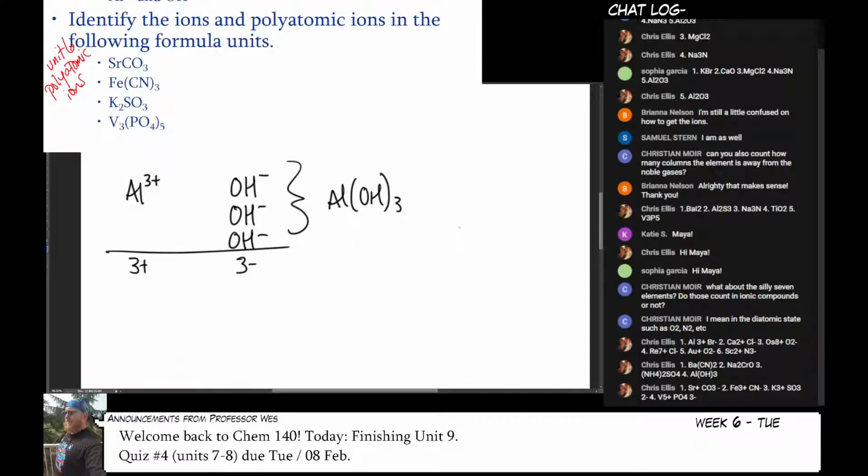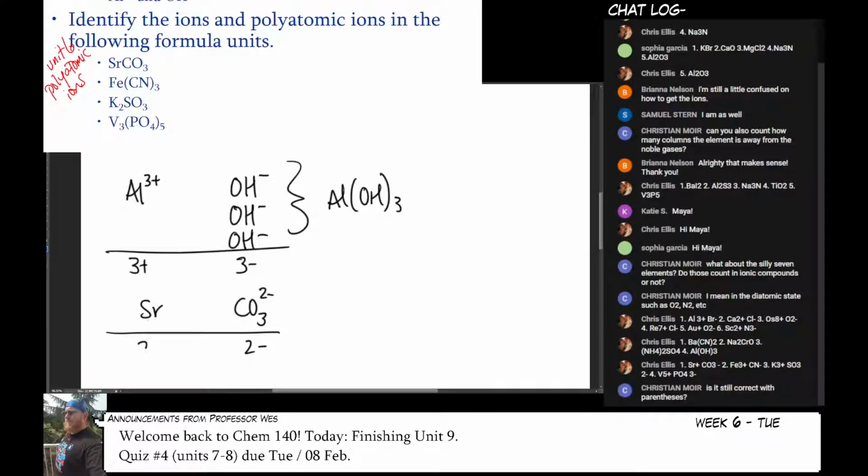to do more or less the same process, but backwards. So I have strontium, and I don't know what ion it forms, but I do have carbonate, and if I look up carbonate, it's this. So strontium must be this.